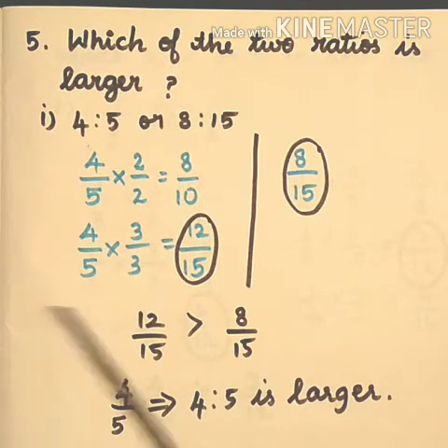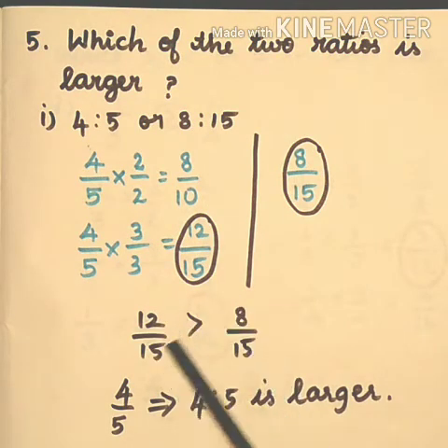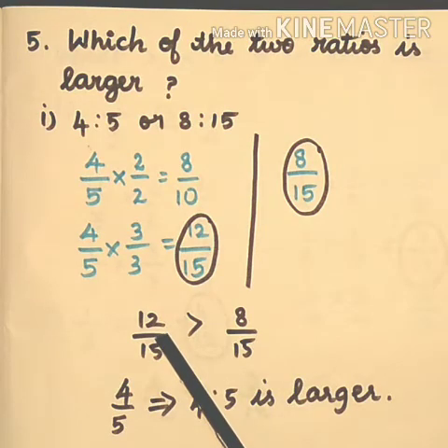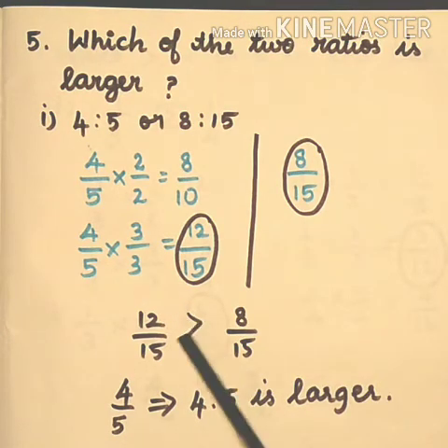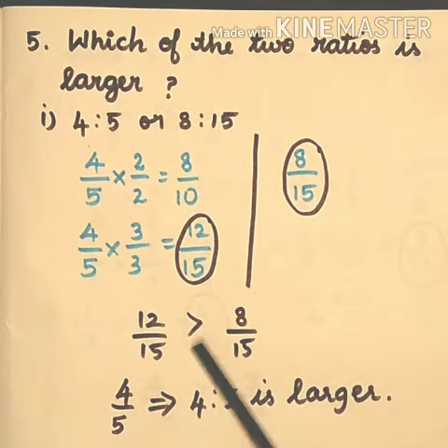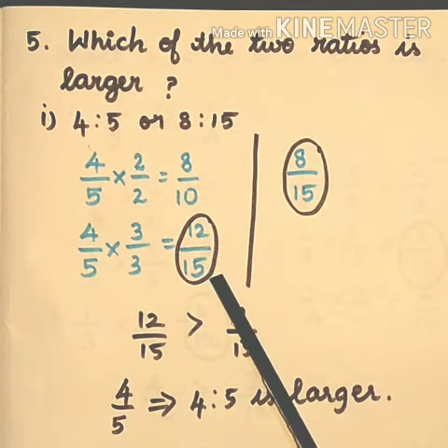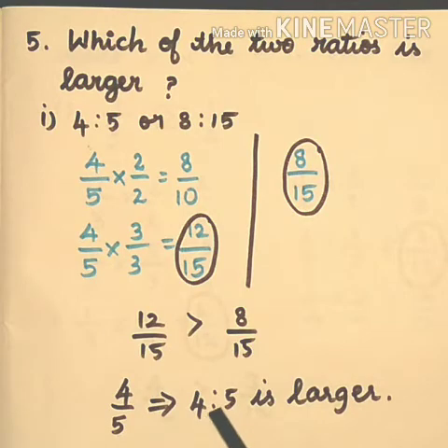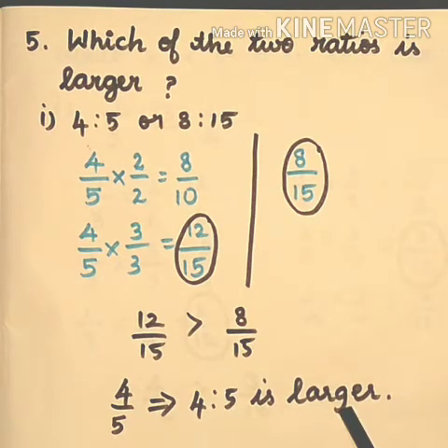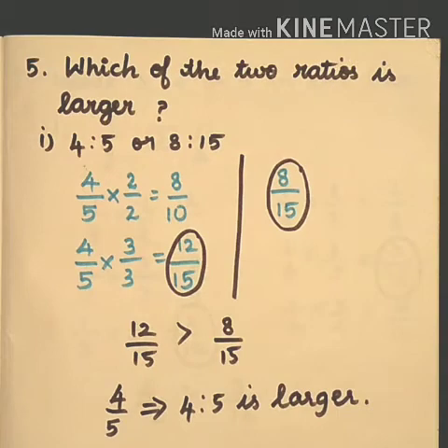From that we are going to compare the numerators. Which fraction is larger? See, here the numerator value is 12. Here the numerator value is 8. Which is larger? Yes, 12 by 15 is a larger value. The original fraction of 12 by 15 is 4 by 5. So, 4:5 is larger. It's clear now how to find the larger number.